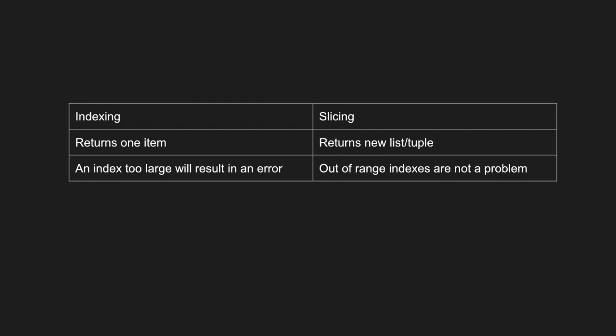And now for slicing, it actually returns a new list or tuple, so we can get multiple characters, not just one. And out of range indexes are not a problem, because it will actually be handled pretty easily. And you'll see what I mean when we start doing some examples. So let's get into those examples.